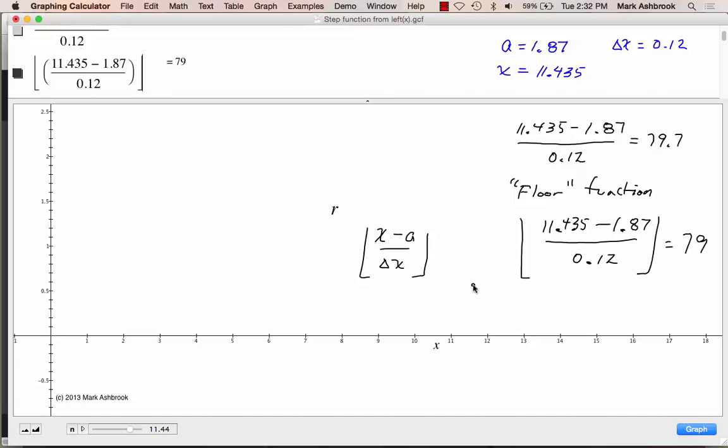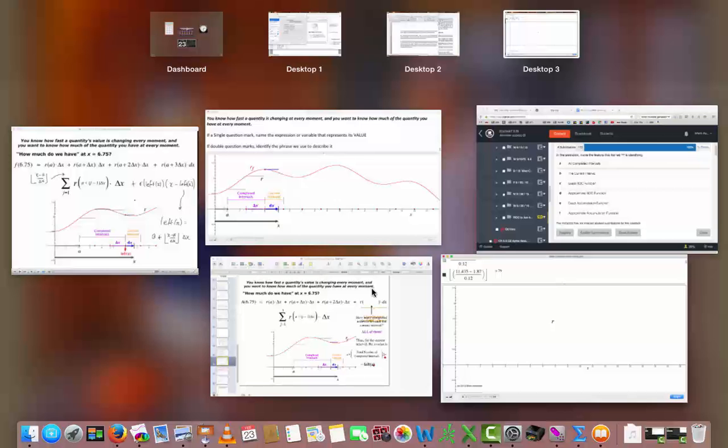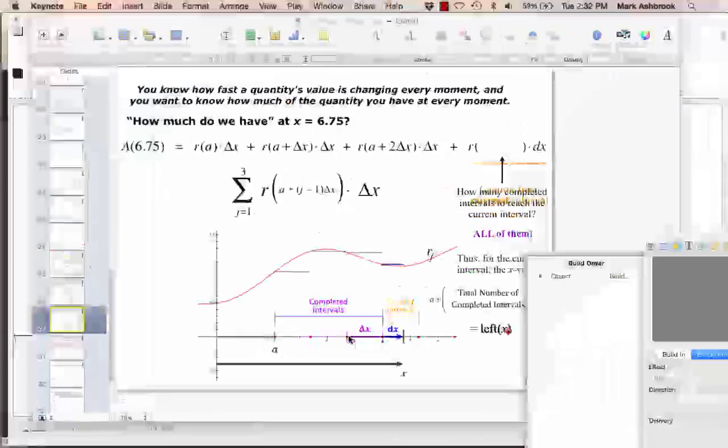That is the number of completed intervals from a to x. Take x minus a, take the whole distance, divide by each interval width, and then truncate, lop off the decimal. We don't want that current interval. We don't want the portion of the current interval. We just want the whole number of completed intervals. That's what the floor does. So that is our whole number of completed intervals, and we just finished writing what the definition of the function left is. Going back now to what we were doing before.